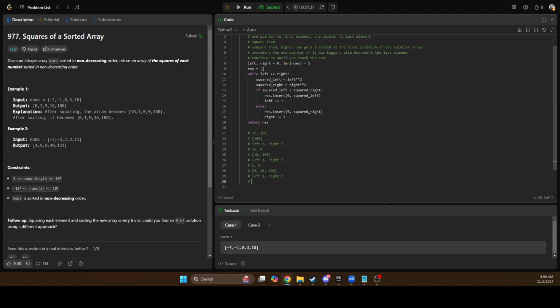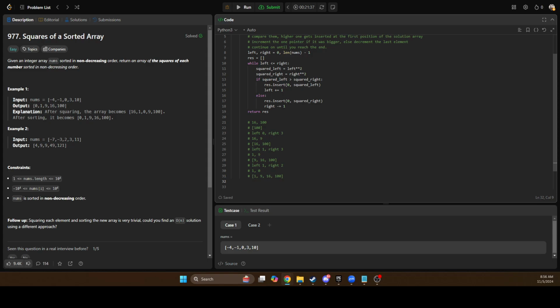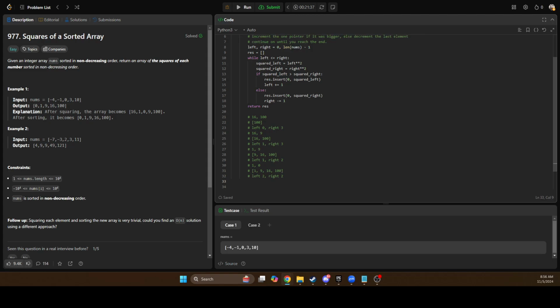So that means we're comparing 1 to 0, which means obviously 1 is greater, so 1, 9, 16, 100, leaving us at 0. So left is now going to be 2, and right is going to be 2. We're still in the loop because we identified as left less than or equal to right. So now they're both going to be 0.